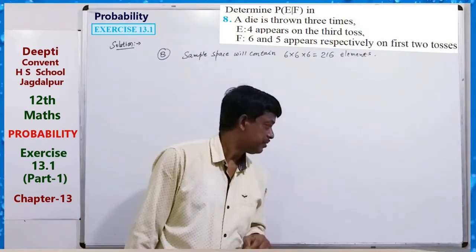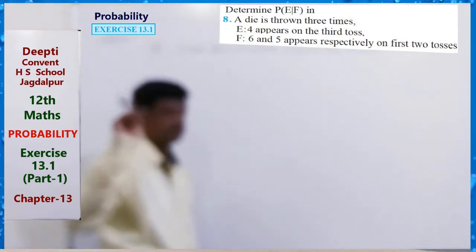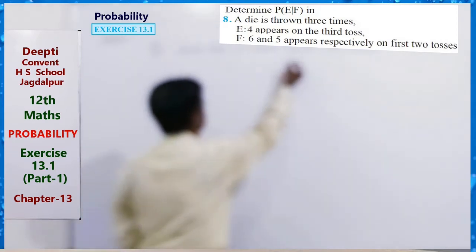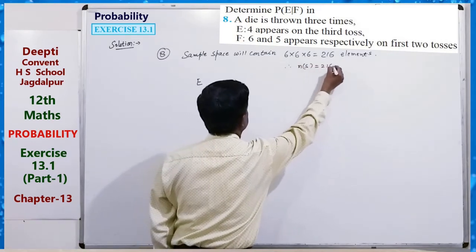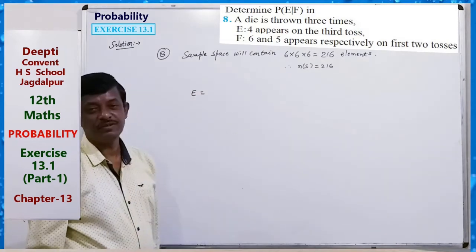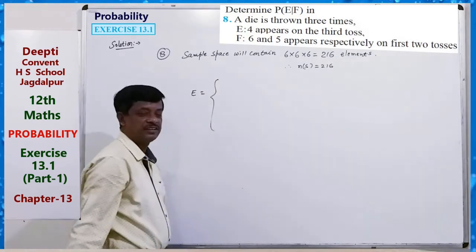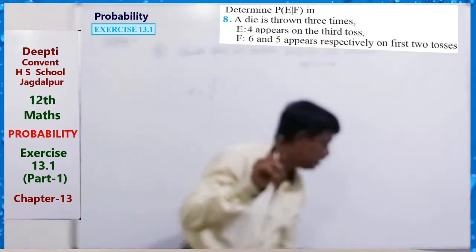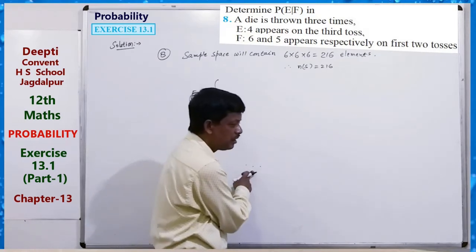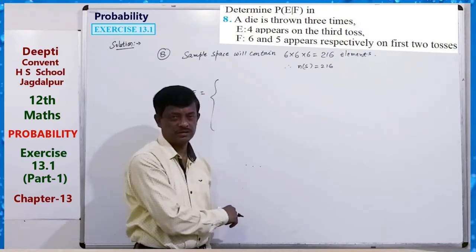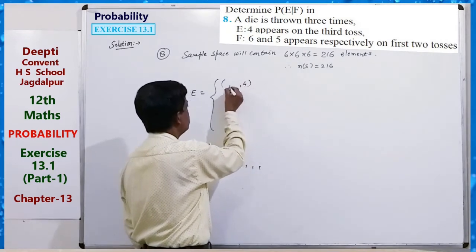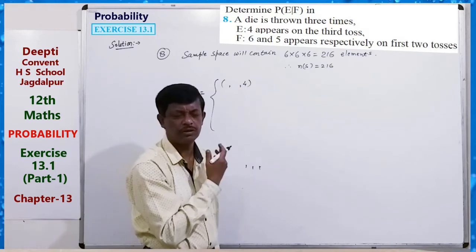Okay, and here the event: 4 appears on the third toss. What event? E. Therefore, n(S) equals 216. Event E will contain all the elements where 4 appears on the third toss. That means there are 3 positions: first throwing, second throwing, and third throwing. So the third position will be 4 in all the cases.